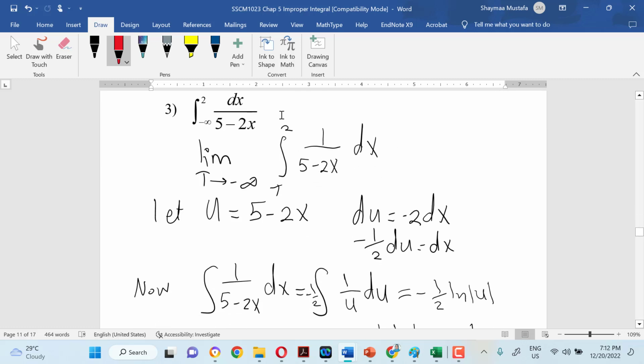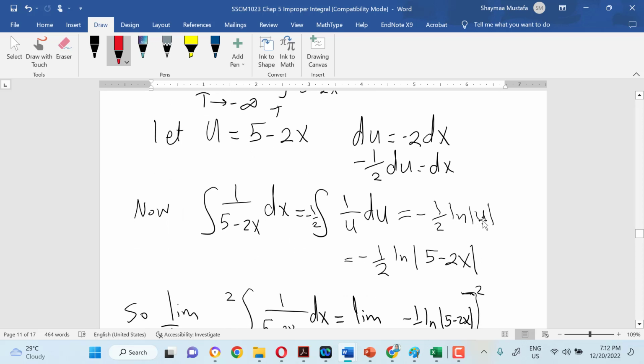Now this integration, I will rewrite it again in terms of u. dx will be replaced by minus 1 over 2 du, and we have 1 over u. The integration of 1 over u is the natural logarithm of u. Write your integration in terms of x. So minus 1 over 2 natural logarithm of 5 minus 2x.